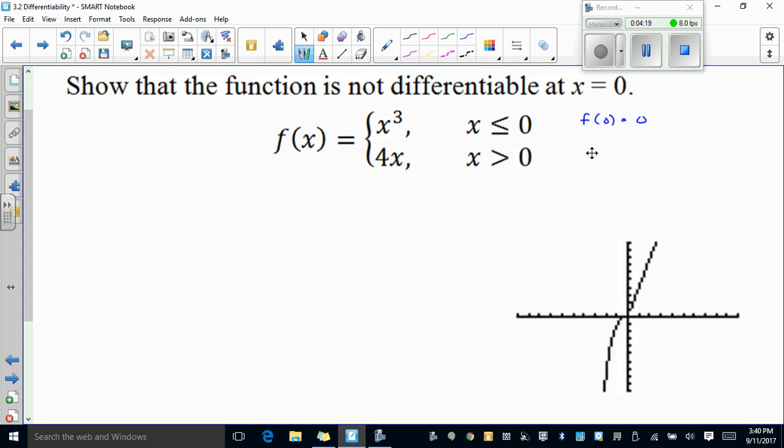As the limit approaches from the left, I'm going to get 0. If it approaches from the right, I'm going to get 0. If I plug 0 into this guy, I get 0. So it is continuous. You cannot claim it to not be continuous. But what we can look at is from each side what the limit's doing.